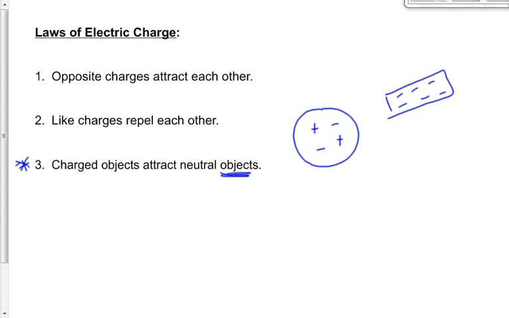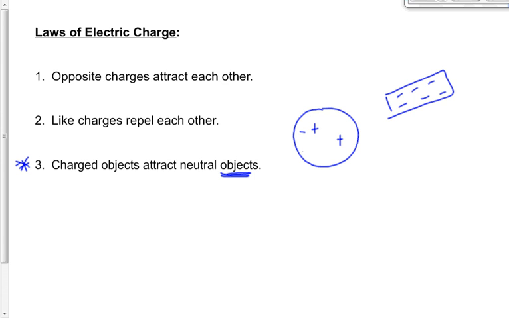So the positives, we'll stop right there for a second, Brad. The positives in this neutral object stay where they are. The protons can't go anywhere, right? They're in the nucleus, and unless the nucleus itself can go somewhere, then these positives aren't going to go anywhere. But the negatives do. The negatives are affected dramatically by that negatively charged object. Where do they go, Brad?